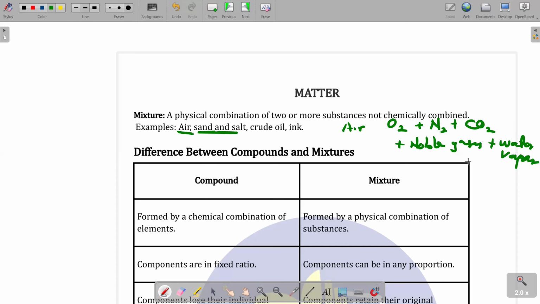Okay, so all of them combining together. But they are mixtures, meaning that they can be separated by physical means. That's why you cannot say air has a chemical formula. Air doesn't have a chemical formula because it's a mixture of compounds.